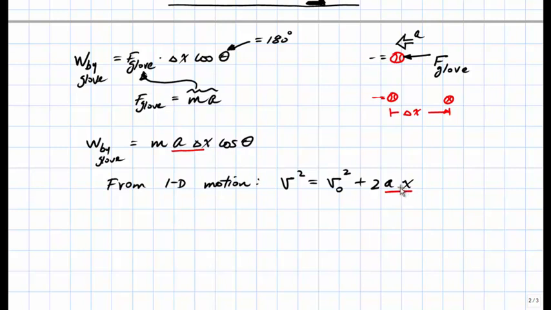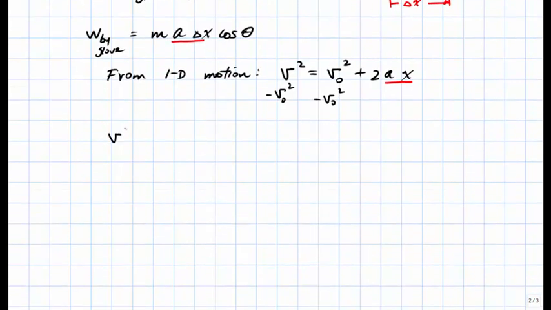But there is an issue that we're going to have to deal with. But first, let's solve this equation for a times x, and once we do, we could take that result and substitute it into the work equation. So first, we'll subtract v0 squared from both sides, and that'll produce v squared minus v0 squared equals 2ax. Next, we'll divide both sides by 2. The result will look like this.